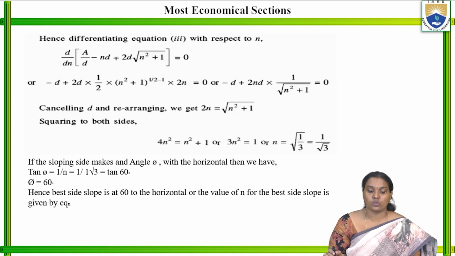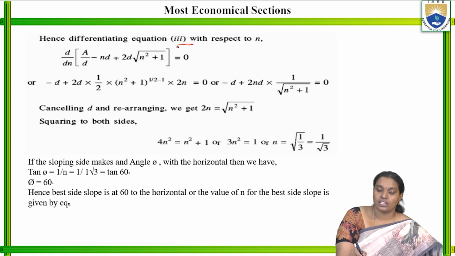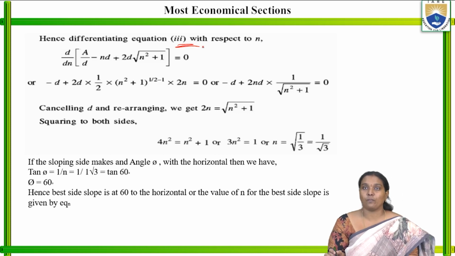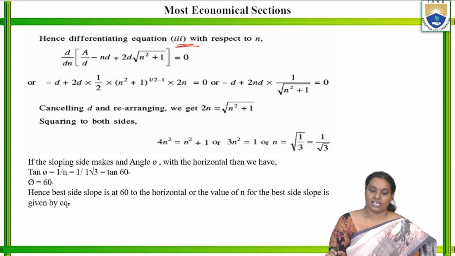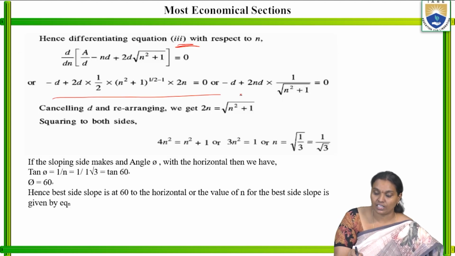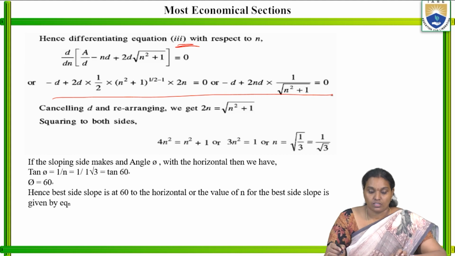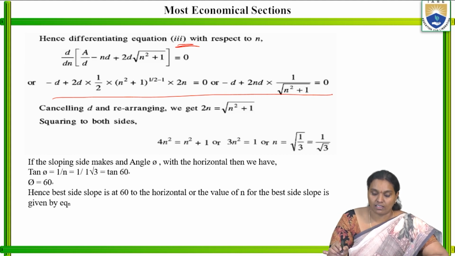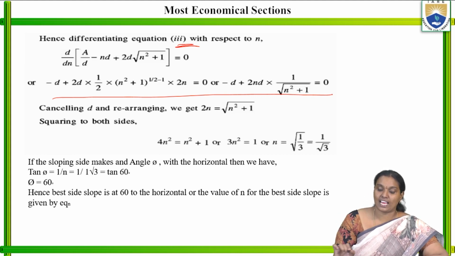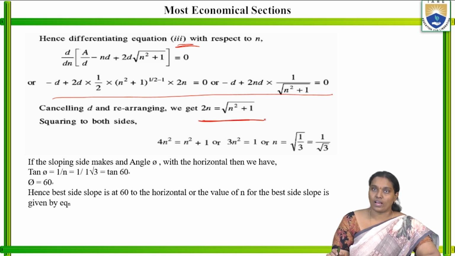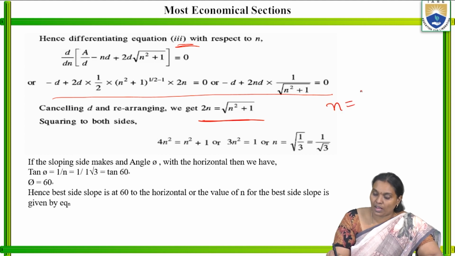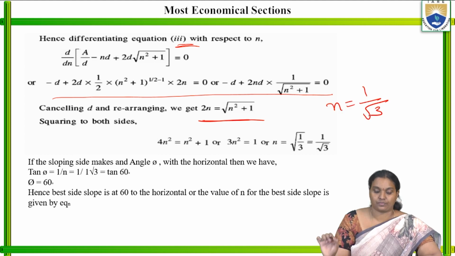Now differentiate equation 3 with respect to the side slope of the channel. So this is the equation we will get, dP with respect to n. Finally, cancelling and rearranging, we get 2n is equal to root n square plus 1, and substituting both the terms, finally n is equal to 1 by root 3.